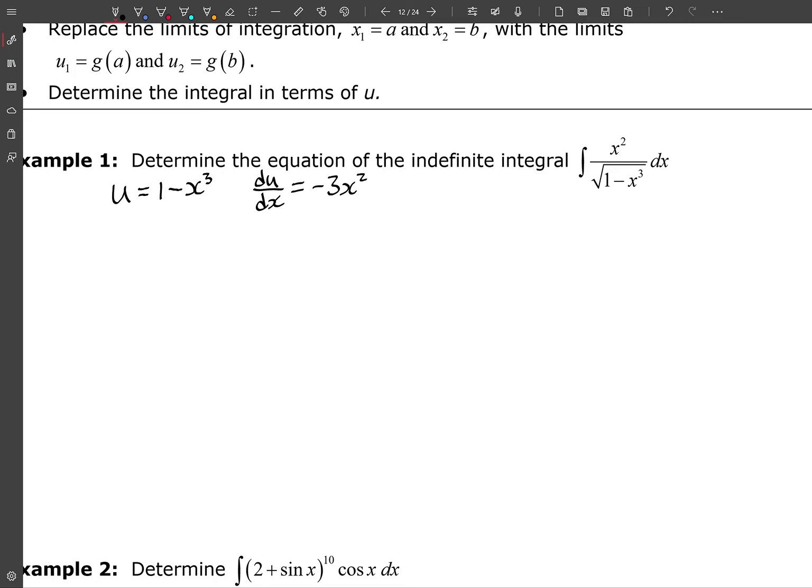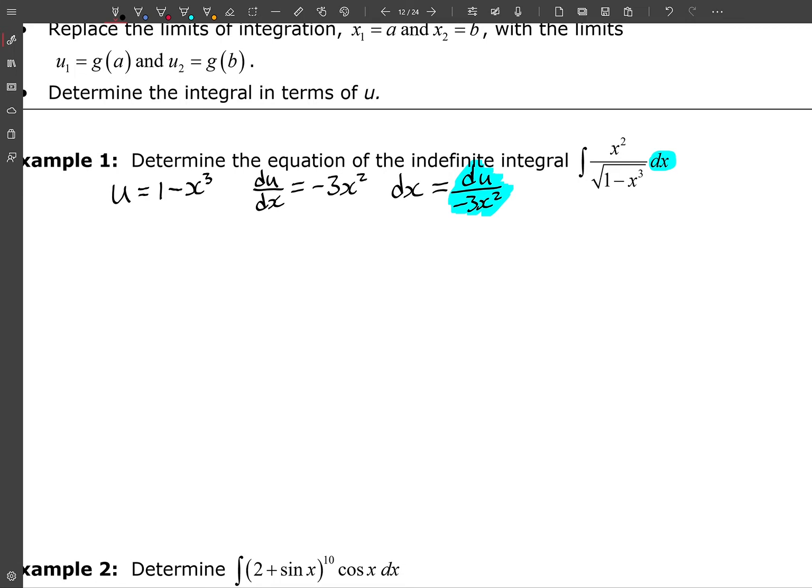Okay. Bear with me, this is where it gets interesting. So I'm going to actually rearrange this in terms of dx. So if du/dx is equal to negative 3x squared, then I can rearrange this. dx is equal to du over negative 3x squared. And see, now what I've done is I've taken that dx and I have found an alternative expression that represents the same thing. I've substituted not only my 1 minus x cubed, but also my dx.